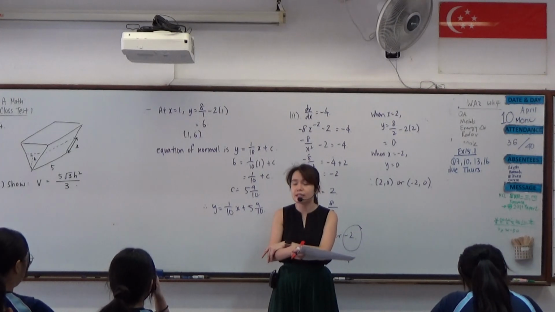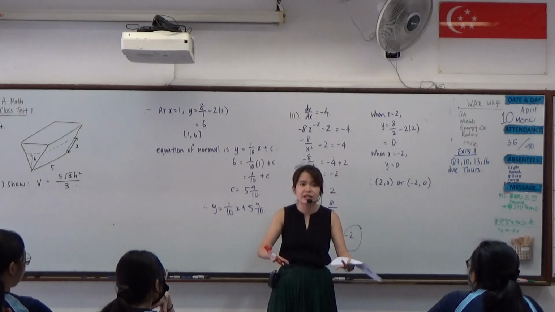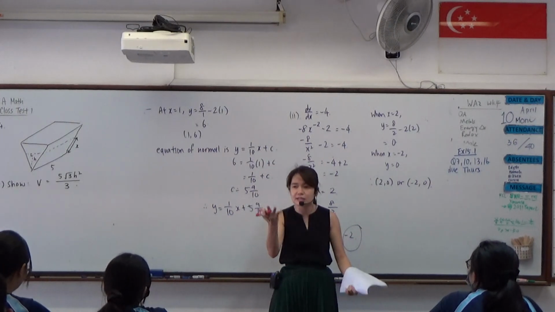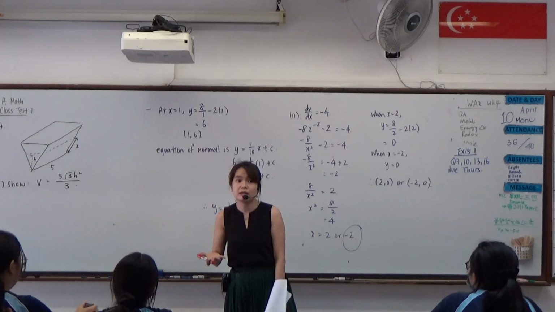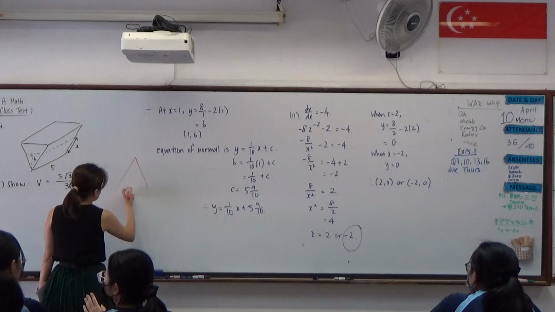Prisms essentially are things that have uniform cross-sectional area. That means if your bread comes in that shape, you cut it, every single slice will look the same. Alright? So that is a prism. Pyramid is different. Pyramid is this shape.